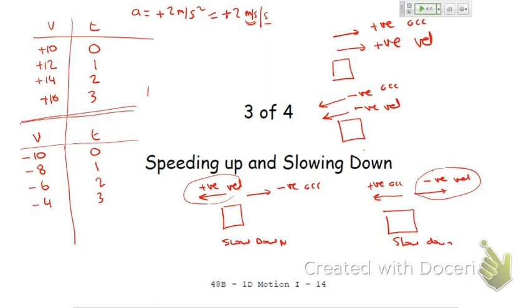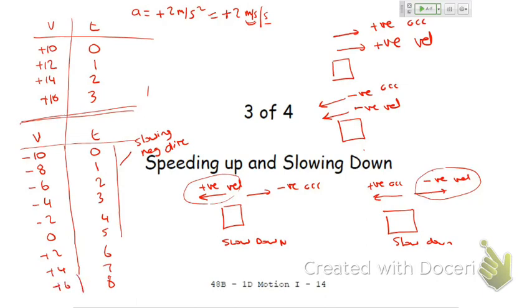And I can show you this, actually. This is kind of interesting. If I look back at this guy here, then at 4 seconds, I'm at -2, and at 5 seconds, I'm at 0. So this is slowing, going in a negative direction. And then in 6 seconds I have +2, and 7 seconds I have +4, and 8 seconds I have +6. So now I am speeding up in a positive direction.